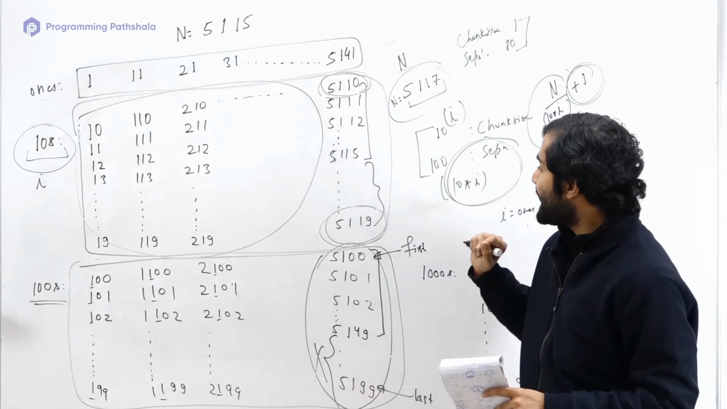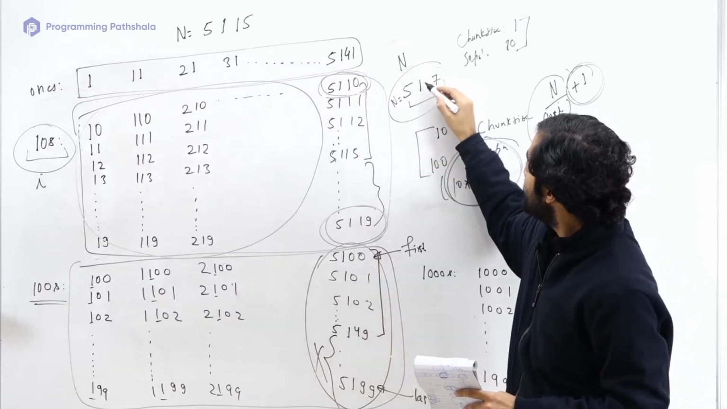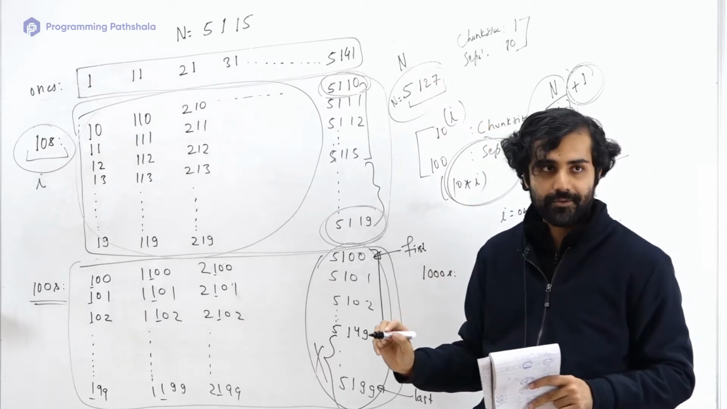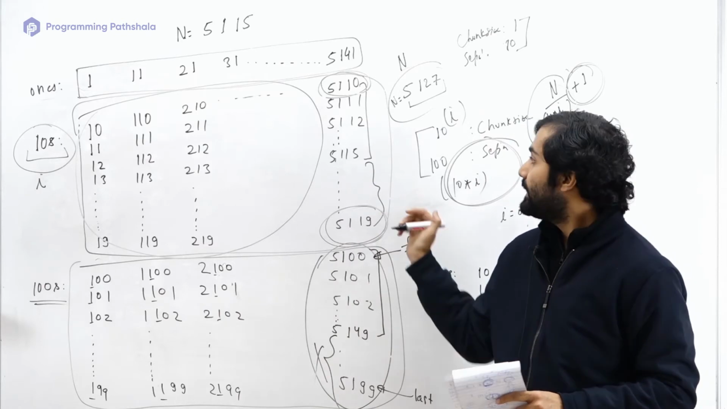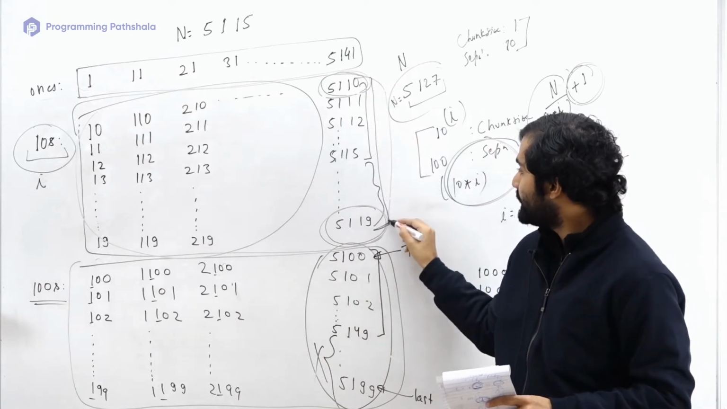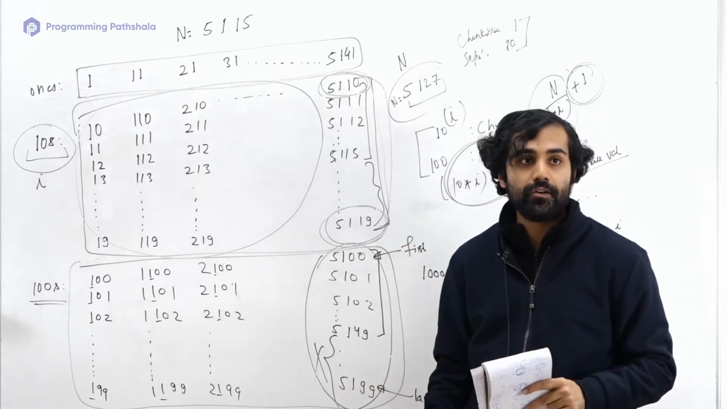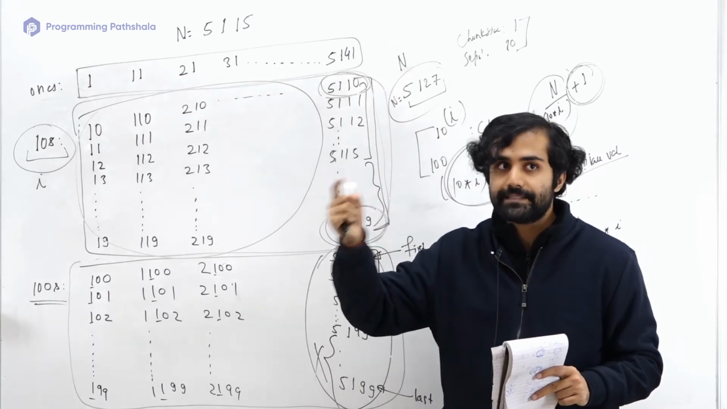Now sometimes you might have, let's say, 5127. If you have 5127, then that is greater than this. In that case, everything from here to here would be giving their contribution. So I repeat these cases again.